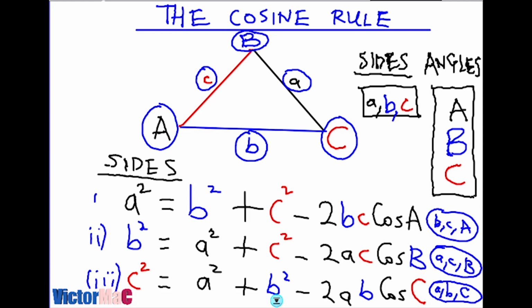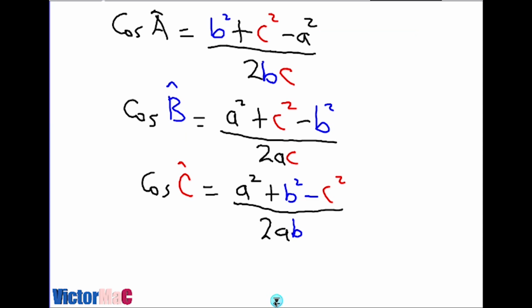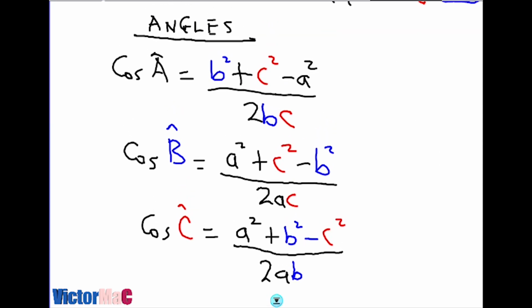Now, these formulas can be rearranged in order for us to get the formulas to easily find angles. So when we rearrange equation 1 such that we make cos A the subject of the formula, in equation 2 we make cos B the subject, and in equation 3 we make cos C the subject, we're going to have these 3 formulas here, respectively. So equation 1 above will lead to this equation 1 below, equation 2 to this equation 2, and equation 3 above will lead to this equation 3 below.